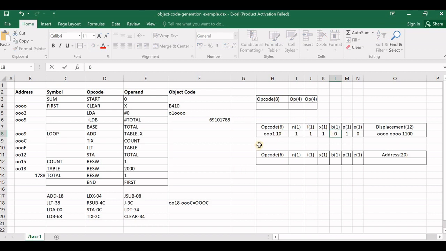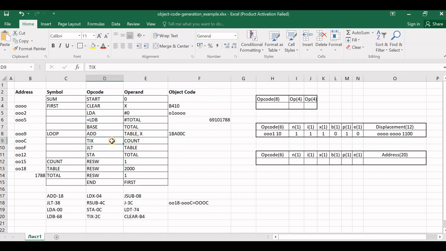Now group 4 bits together and generate the hexadecimal object code. So when you group 4 bits, you have 1B, A, 00 and C. So this is the hexadecimal object code for the instruction add table comma x.